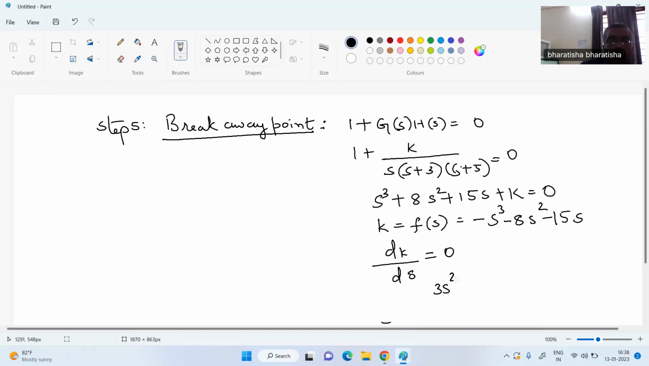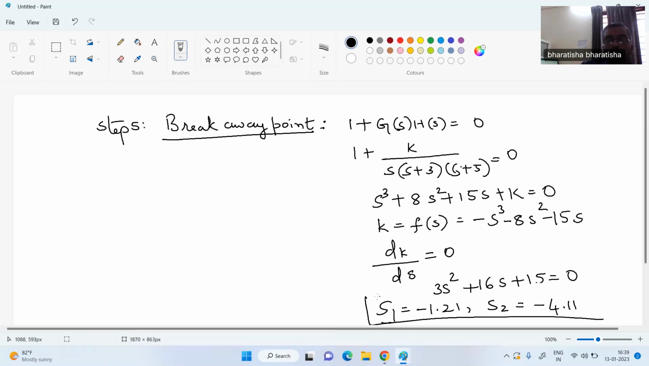You are going to get 3s square plus 16s plus 15 is equal to 0. If you solve it, you are going to get one root as minus 1.21 and the second root as minus 4.11. Please verify this. You are going to get these two roots.